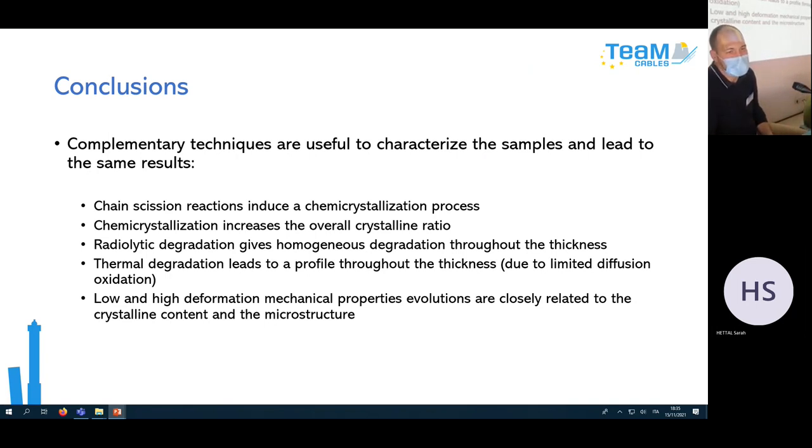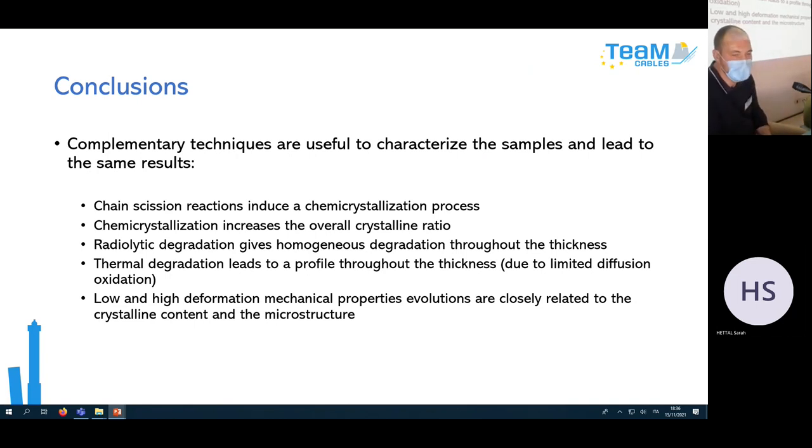So the first conclusion is the transition reaction induces a chemicrystallization process. These reactions are the majority compared to a cross-linking reaction. This chemicrystallization increases the overall crystalline ratio, and this depends on the aging condition.